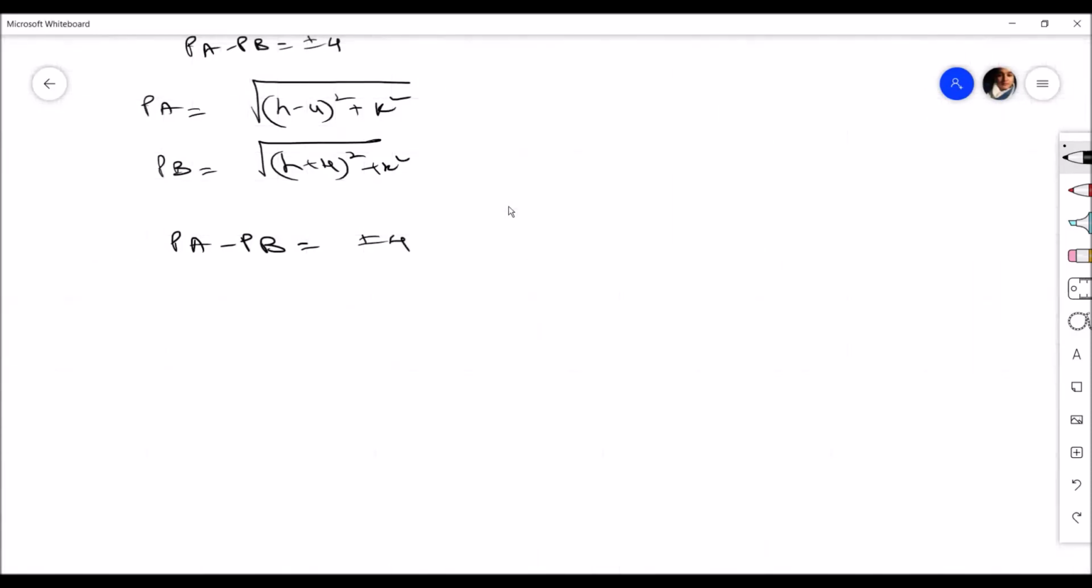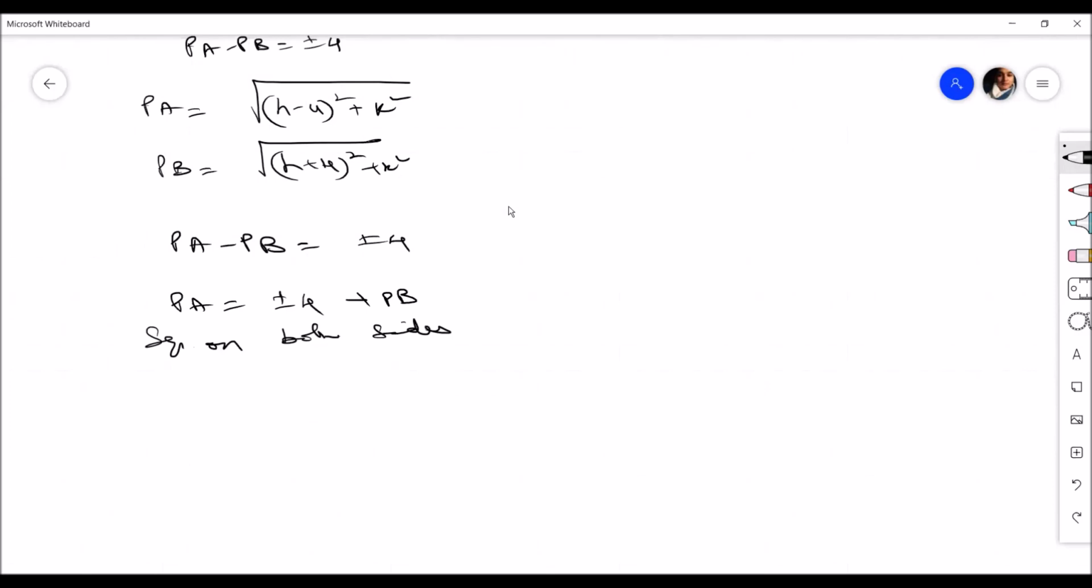Like I said previously, the best way to solve it is by taking one of these terms to the RHS and writing it as plus or minus 4 plus PB. Is it clear? So this plus or minus 4 prevails till the end. Let's see when it is going to get eliminated. Just to be clear, I'll square on both sides.